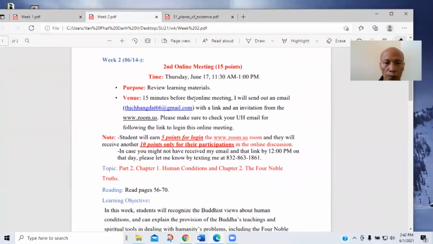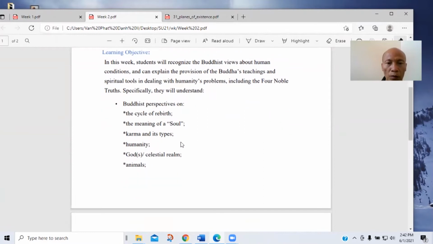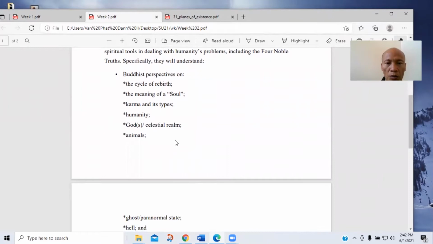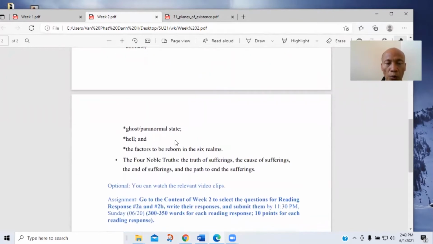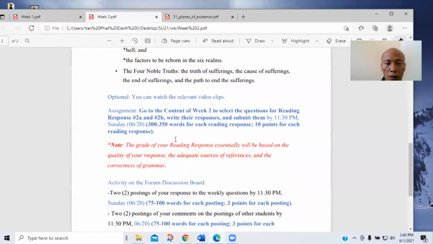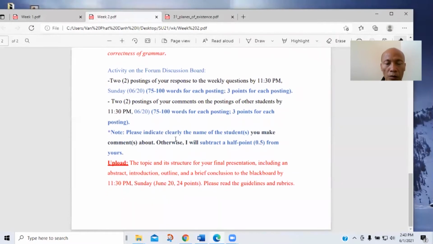This is one here, the learning objectives. So this week you study the cycle of rebirth according to the Buddhist view, the meaning of soul, karma, humanity, gods, celestial realm, animals, ghosts, paranormal state, hell, the Four Noble Truths, and so forth. So these are the objectives for you to study this week.